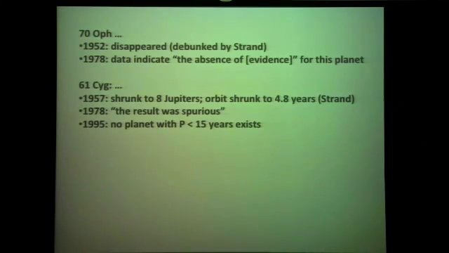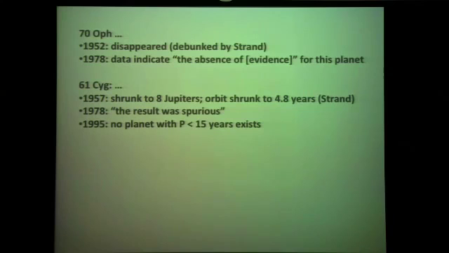What about the 61 Cygni planet? Well, in 1967, Strand himself revised his data. He announced that his planet wasn't quite as big as he thought. It was only 8 times the mass of Jupiter, and the period was 4.8 years, not 4.9 years. That's the last we heard about that planet until 1978, when some other folks announced that the result was spurious. No one else has been able to find this planet.